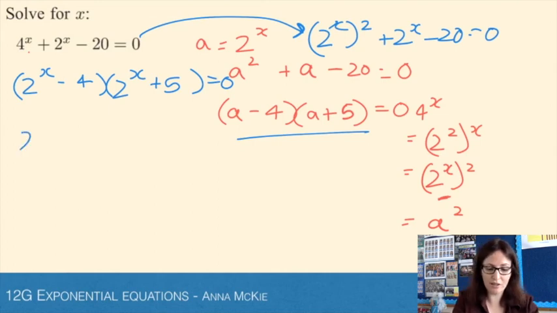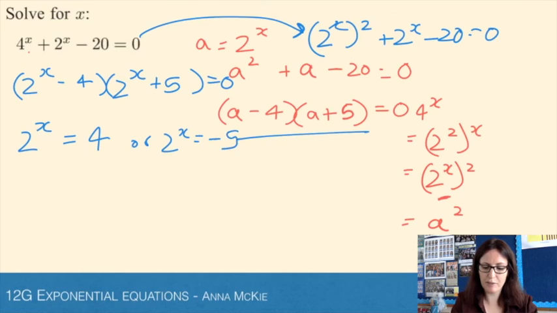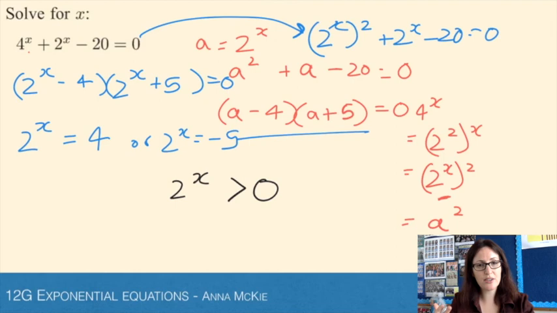Now we're using the null factor law to equate that. So we've got 2 to the power of x is equal to 4, or 2 to the power of x is equal to negative 5. And here's a new fact about exponentials, that they're all greater than 0. So if you were to graph this, 2 to the power of x, you will see that it's always greater than 0, which means the y coordinates are always above 0. Because you think about this, you're saying 2 to the power of what number gives me negative 5? So 2 to the power of positive numbers is going to give you a positive answer. What about 2 to the power of negative numbers? Well, you think about that.